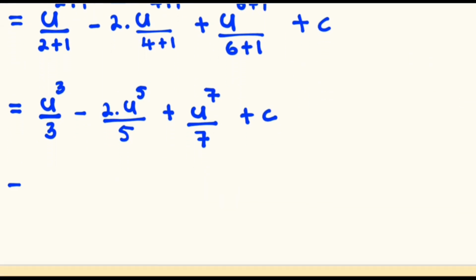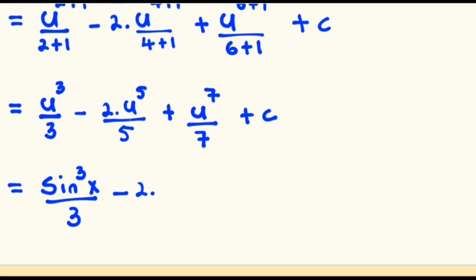Be equals to, in the place of the u, we substitute back the sine of x, but the u is raised to the power 3, so even the sine will be raised to the power 3 divided by 3 minus 2 multiplied by u raised to the power 5.